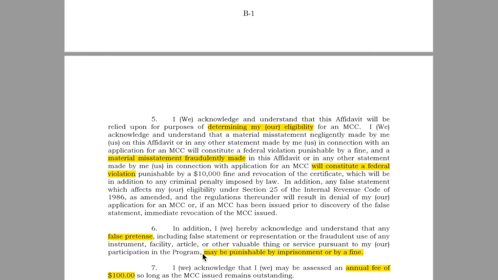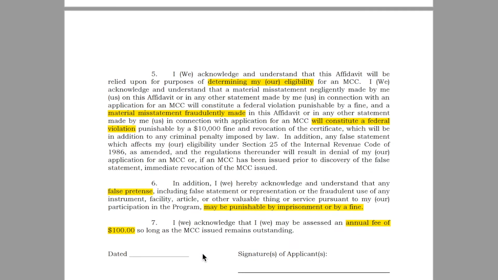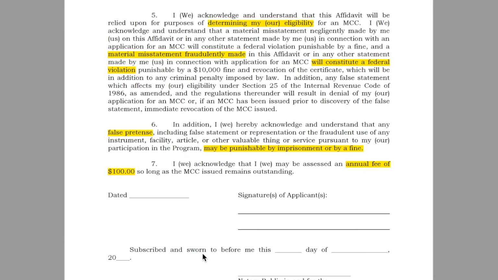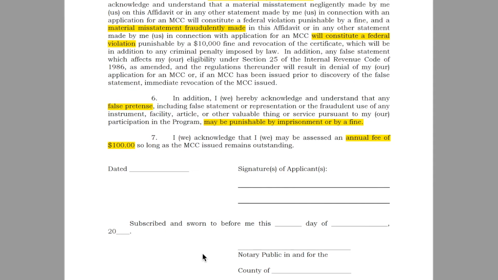Numbers 5, 6, and 7 are repeated from the prior document. So 5 and 6 remind you that your information is being gathered to make sure that you're eligible for the program, and any intentional material misstatement could be considered fraud and you could be held accountable for it.